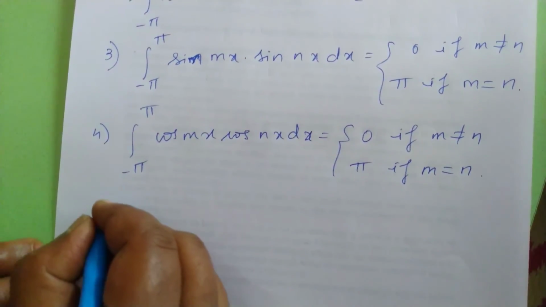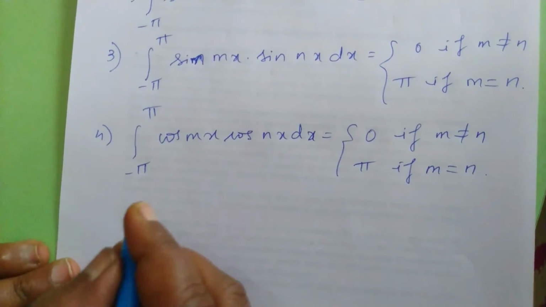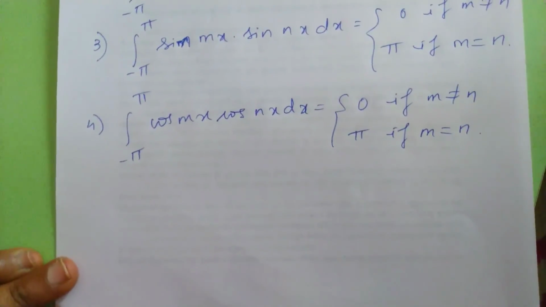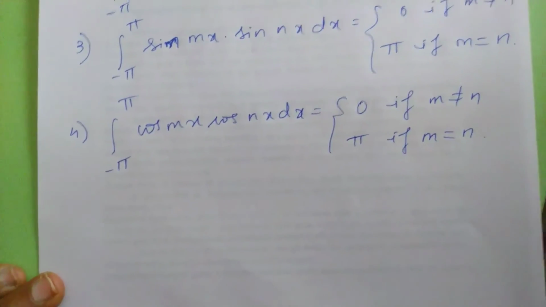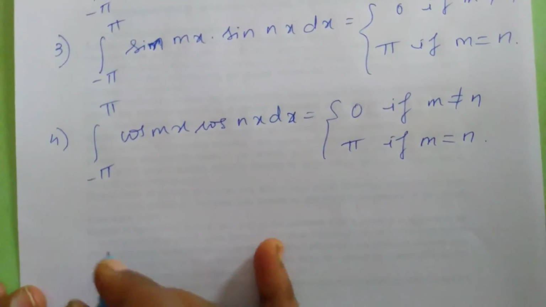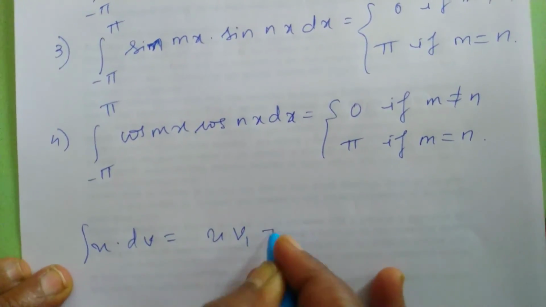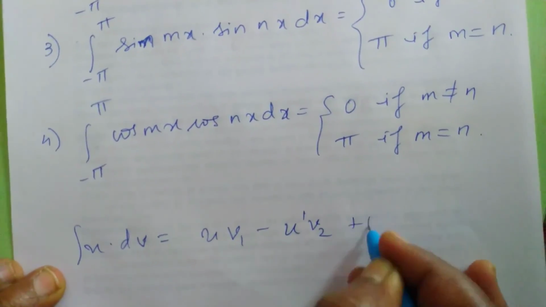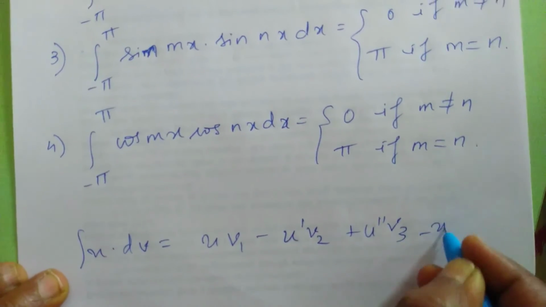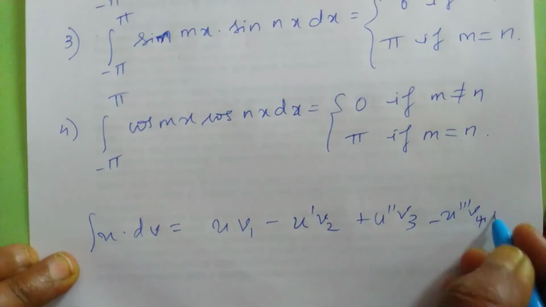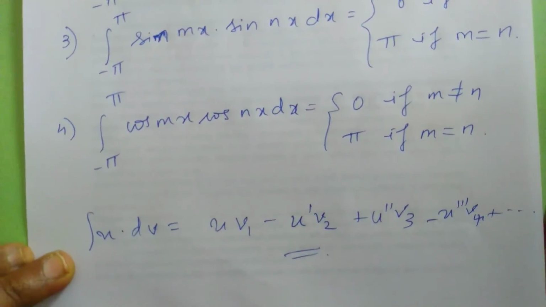Now if we consider the rules of integration, by Bernoulli's generalized formula of integration by parts, we know integration of u dv will be equal to u v1 minus u dash v2 plus u double dash v3 minus u triple dash v4 plus etc. So we are going to use this.